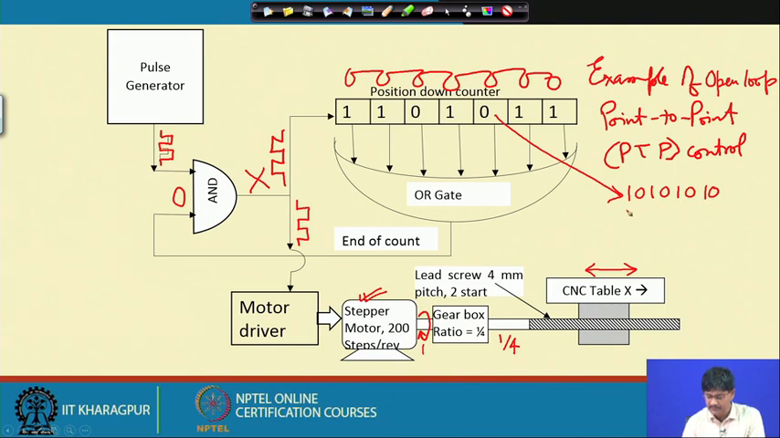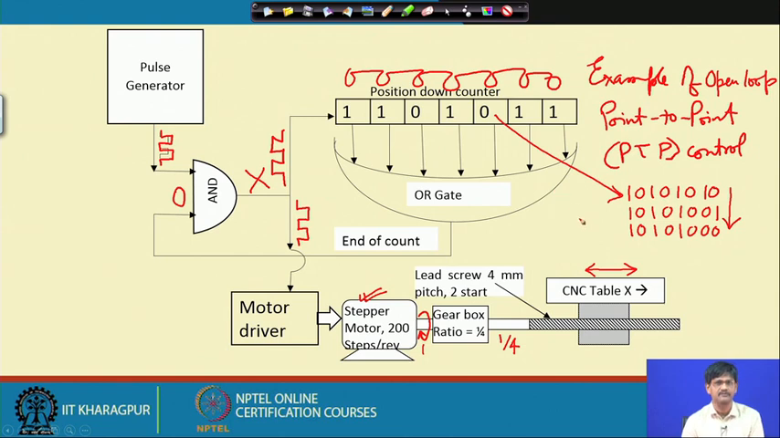After that, this will become 1 0 1 0 1 0 0 1, then 1 0 1 0 1 0 0 0. So, this way it goes on changing with each pulse which is coming in and decrementing it, okay, reducing its value by 1 each time. That is why it is called down counter. So, once it becomes 0 this way, this one stops further pulses from going through. So, this way control is achieved.